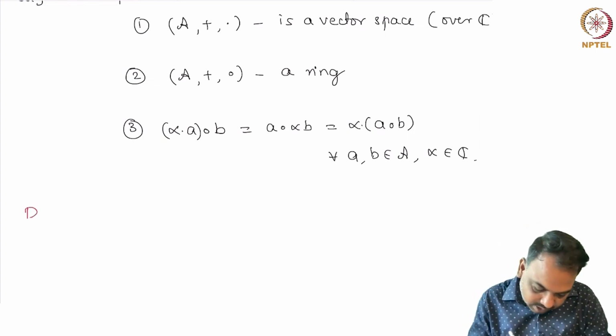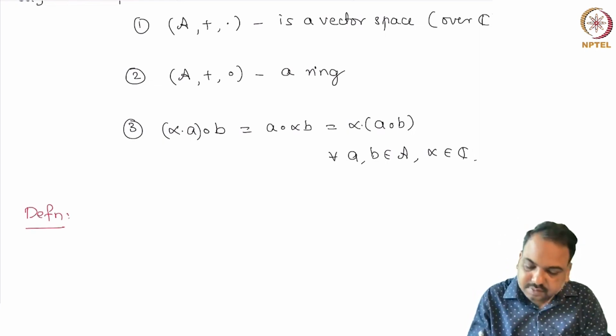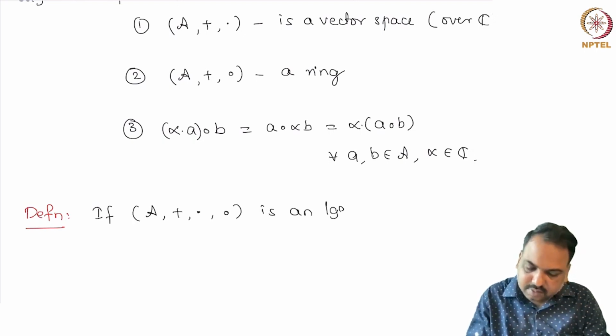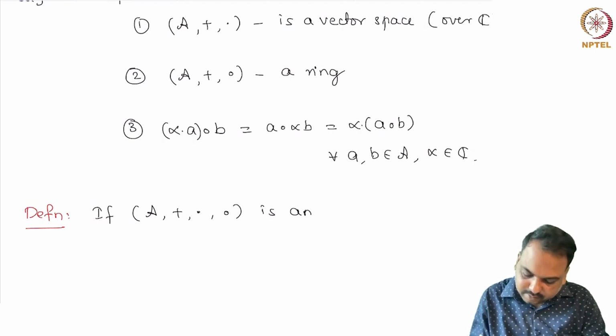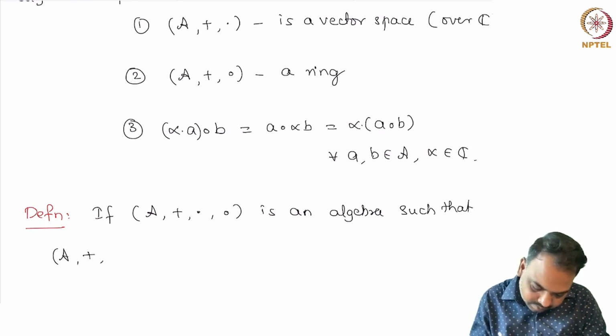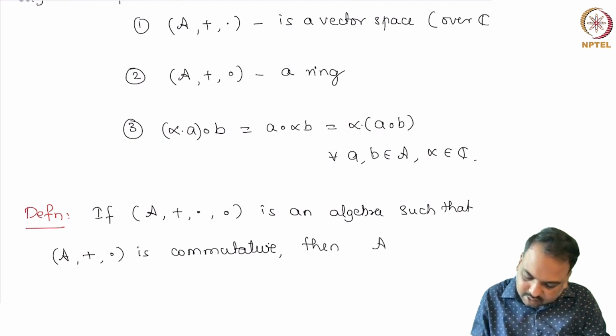So definition: if A with plus, dot, circle is an algebra such that the ring A with plus and circle is commutative, then we say that A is called a commutative algebra.